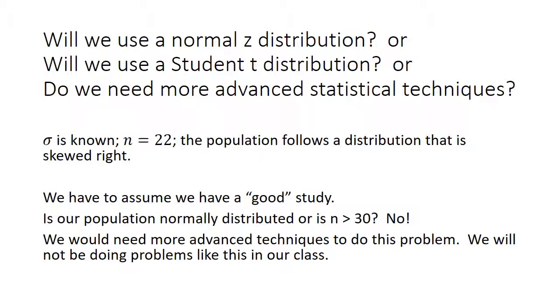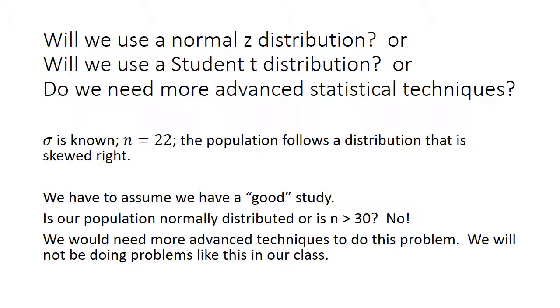All right, and here's our next problem. Normal distribution, T distribution, dead in the water because we don't know what to do. We're not that smart yet. So here, sigma, our population standard deviation, is known. N, our sample size, is 22, and the population follows a distribution that is skewed right. So we have to assume it's a good study.